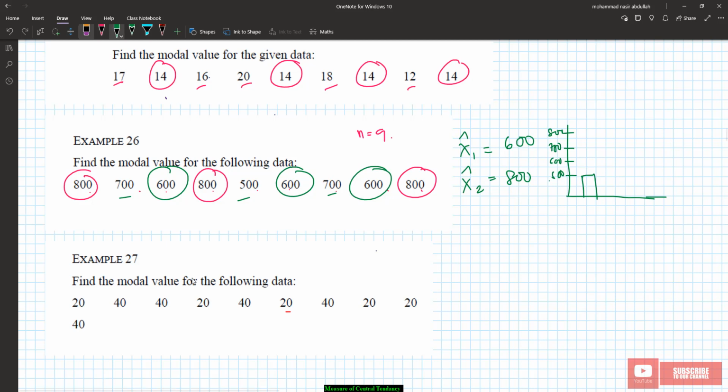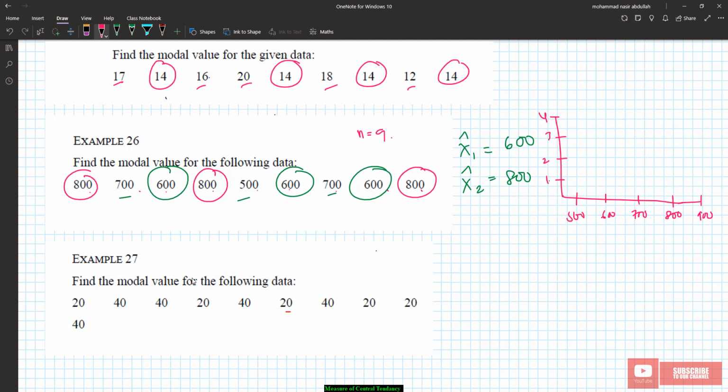This is not the correct one. Better you draw a histogram. This is a bar chart. Let's say we draw a histogram. Histogram starting from 500, 600, 700, 800, and then this is 900. So this is 1, 2, 3, 4.